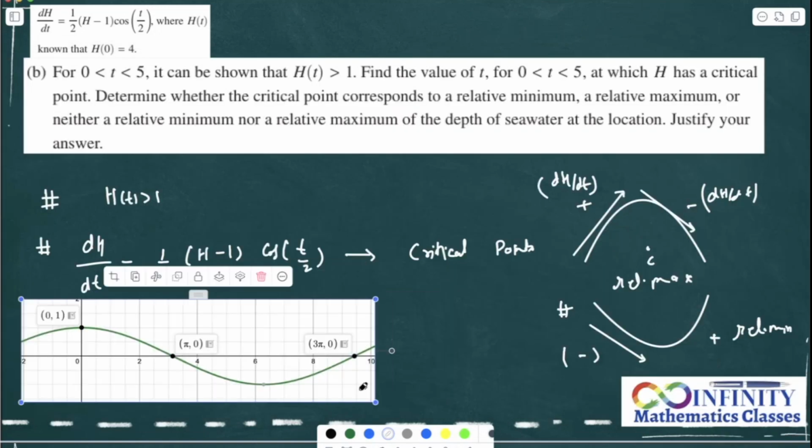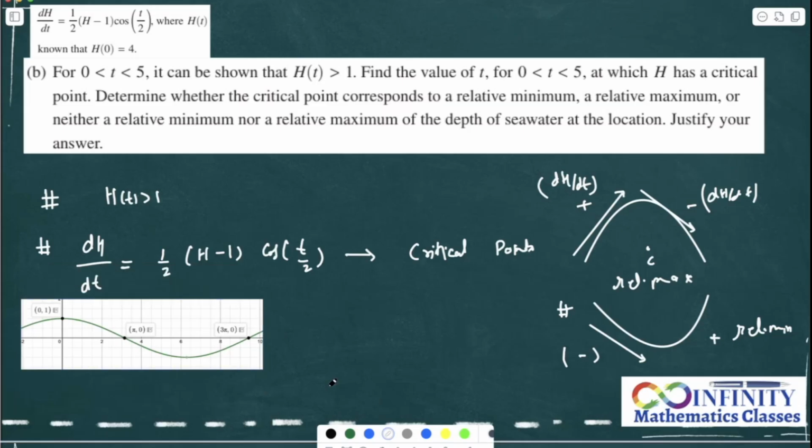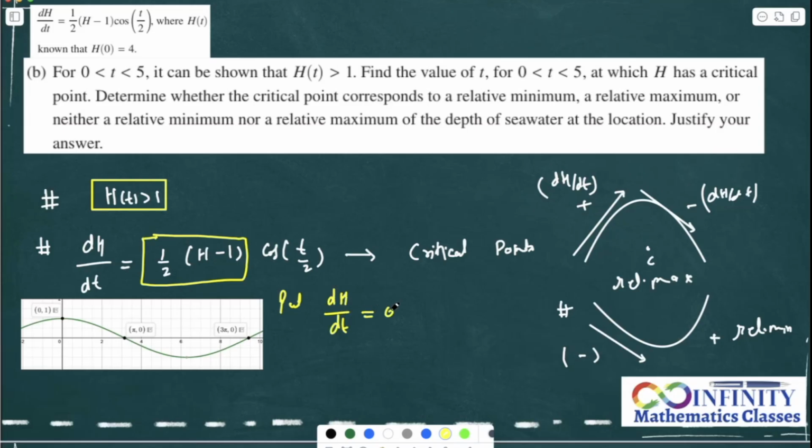Check. Because it is given to you that h(t) is always bigger than 1, this term is always positive. So if you plug in dh over dt equals 0, that will make it cos(t/2) equals 0. And the only point you will be getting will be pi there. Any doubt?